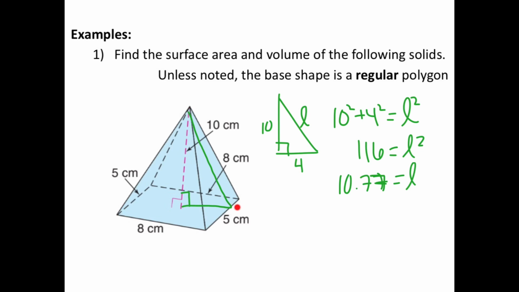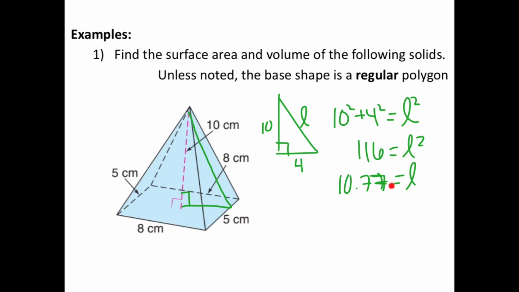So I know even though this is not a square, it is a rectangle, so I can easily figure out that this is going to go to the 4. So this is in the middle. It's going to be a distance of 4. The height is 10, and I just need to find L, which is the hypotenuse.